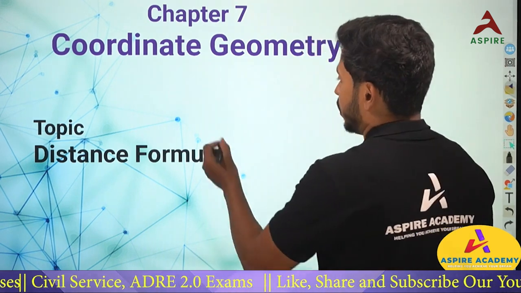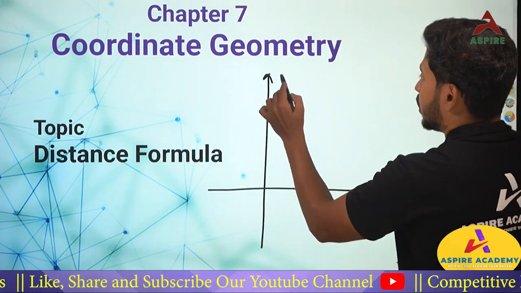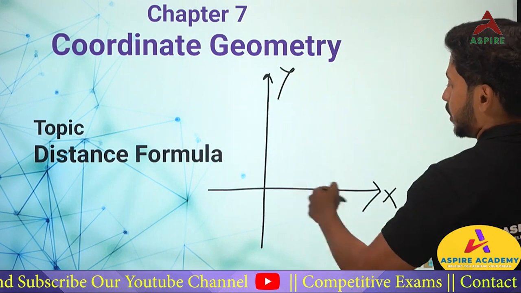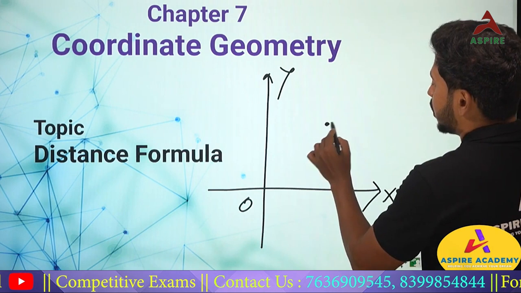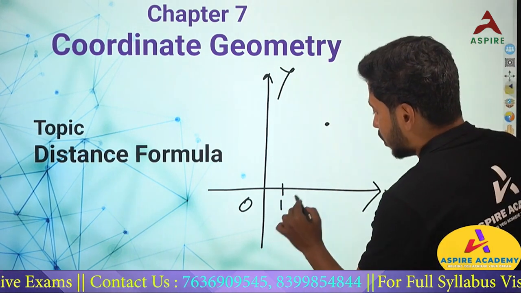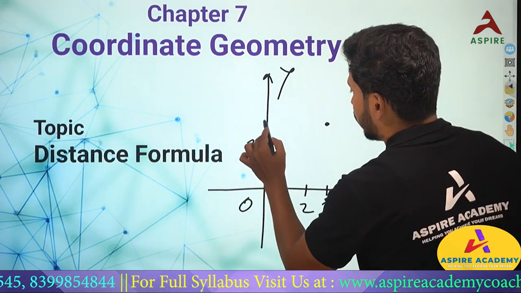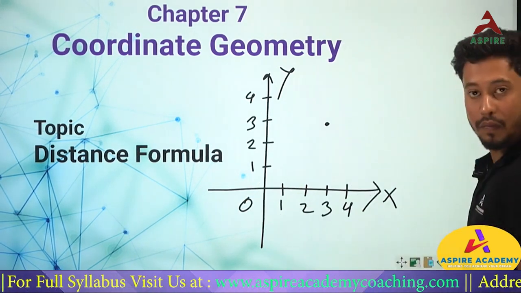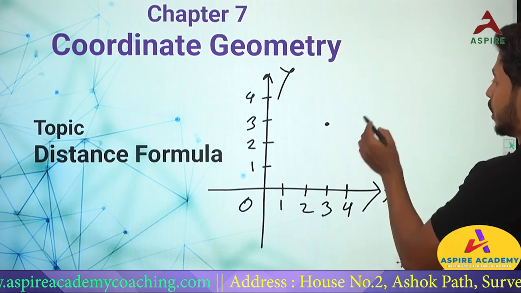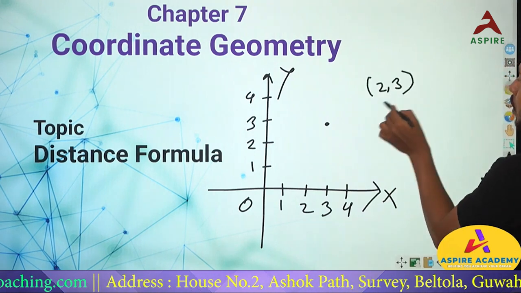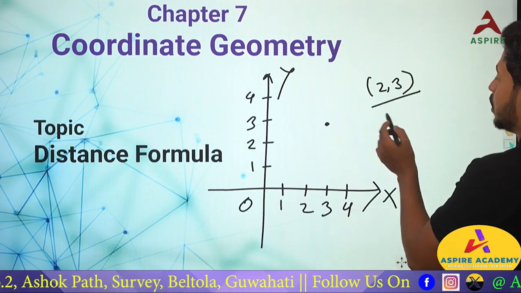So suppose this is a graph, a two-dimensional graph. This is x axis and this is y axis, and this is 0, means origin, right? So suppose a point is there. This is 1 2 3 4, 1 2 3 4. So I am saying locate a point whose location is 2, 3, or we can say plot a point in the graph whose location is 2, 3.